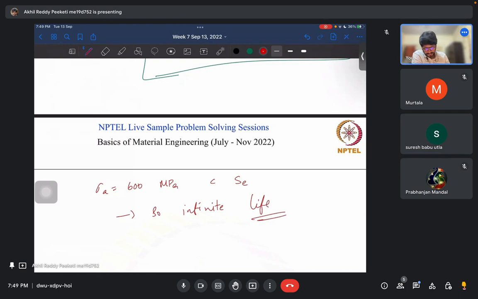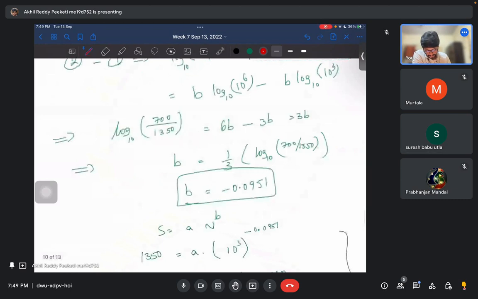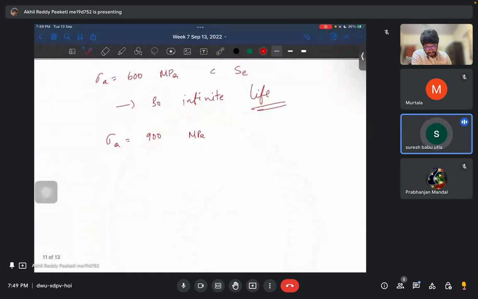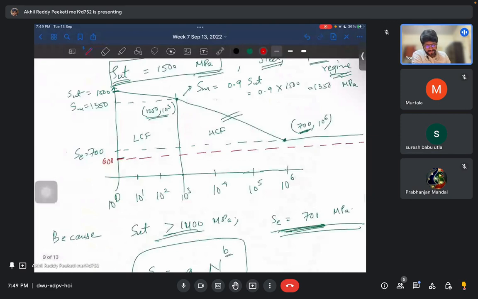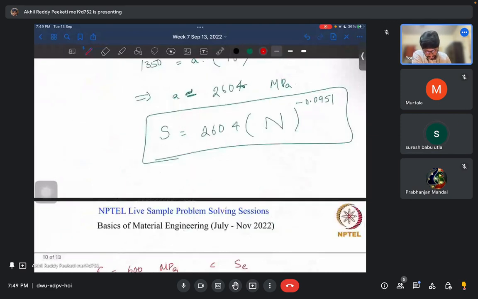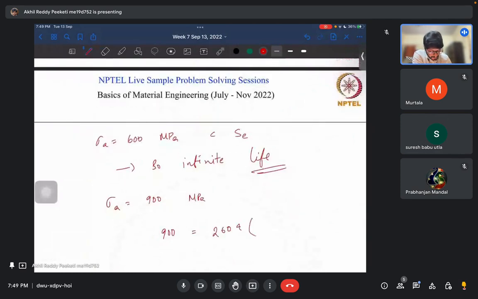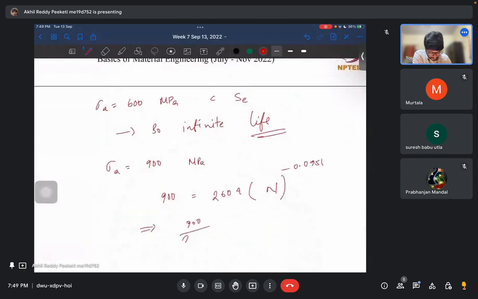In the second one, we are asked sigma A is 900 MPa. So what would be the life? Because this graph is not to scale, since we know the equation, you can directly put in the equation. 900 is equal to 2604 into N power minus 0.095. So 900 by 2604.